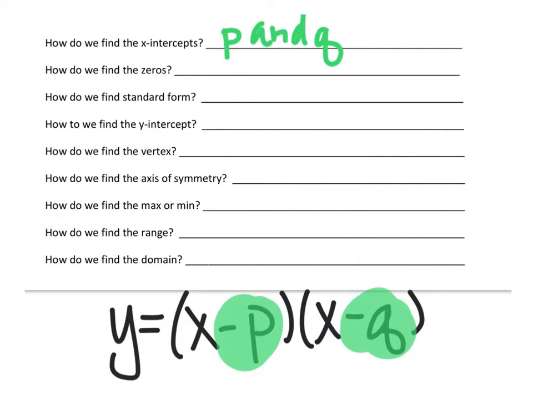Looking back at the front, the next thing we need to find is the zeros of the function. Well, recall that zeros and x-intercepts are actually the exact same thing. So if I have my x-intercepts, I have my zeros because they are the same thing. So my zeros are my x-intercepts.